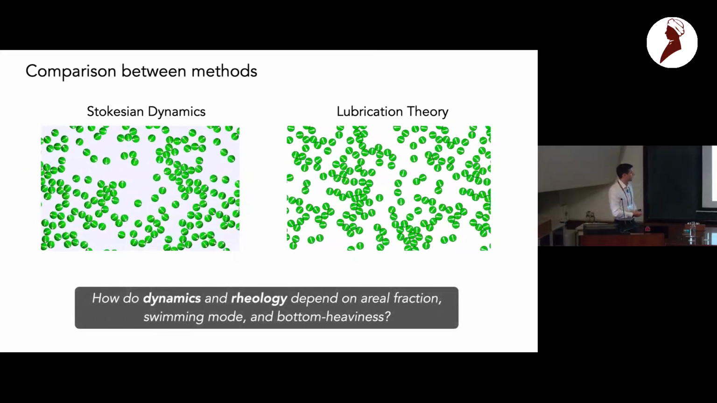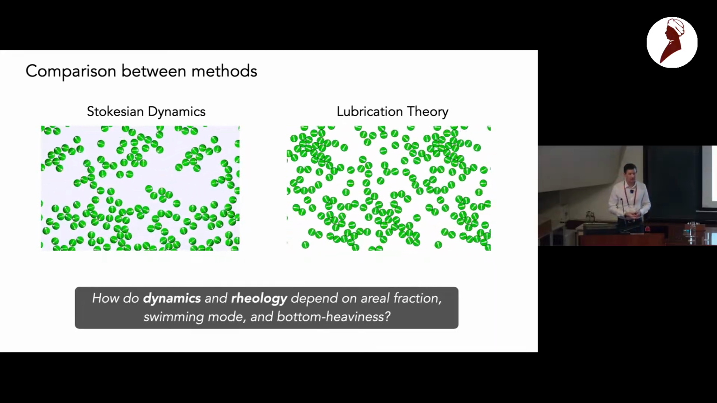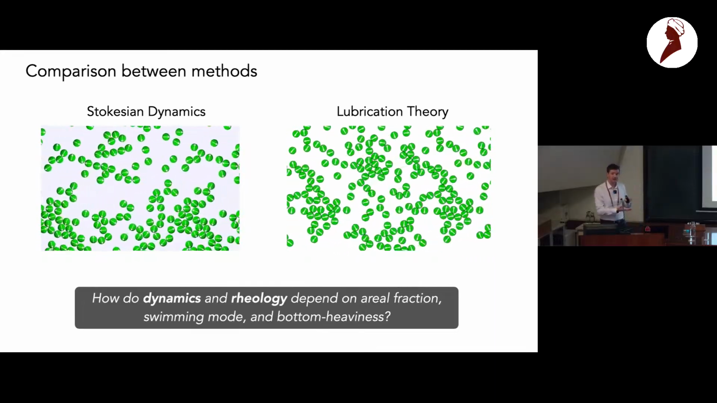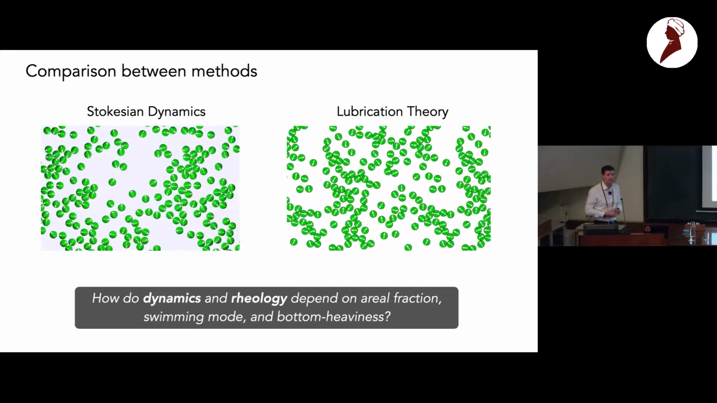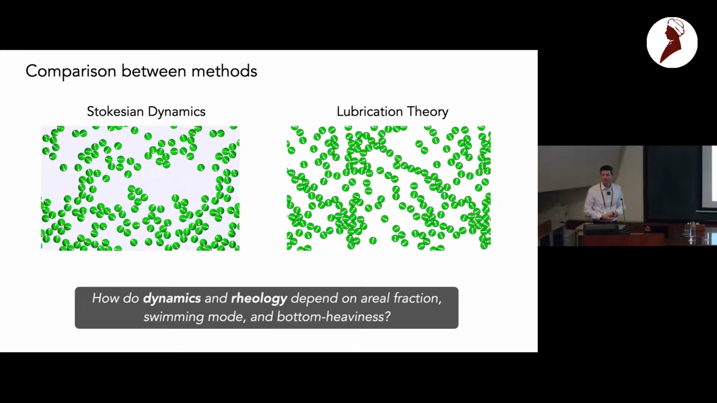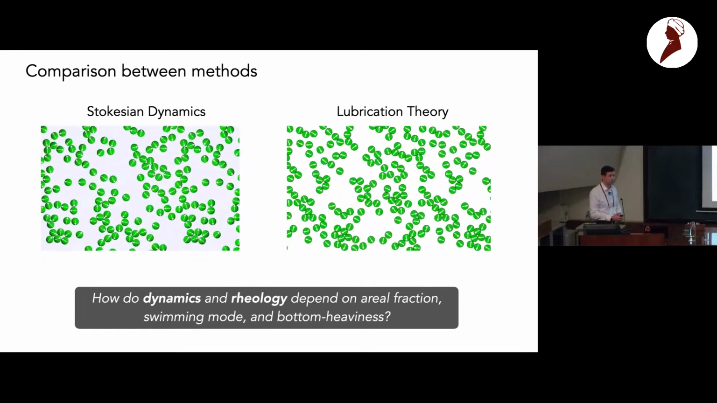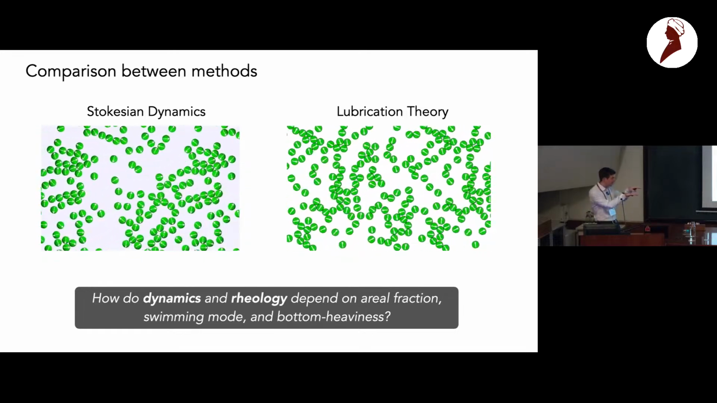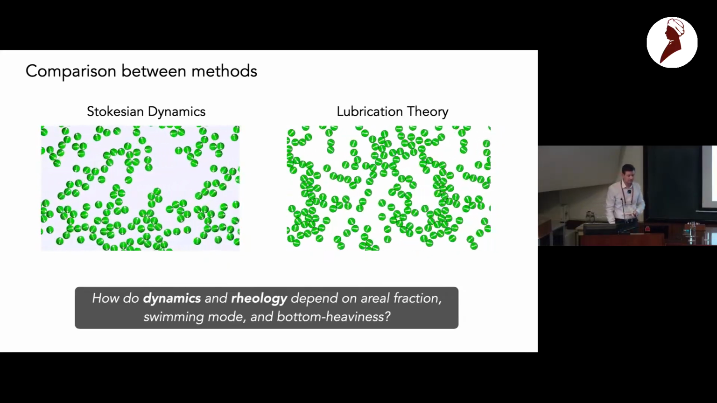But the question we wanted to ask is, how do these dynamics and the rheology of this suspension actually depend on things like the areal fraction, so how densely you pack these, what is the activity of the swimmers as they start to swim faster, and other things like bottom heaviness. As we try to align these organisms due to an external torque and initiate some kind of nematic ordering, will that affect the viscosity as well?